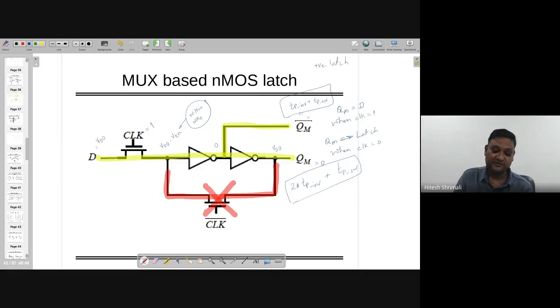If it is deep submicron technology where the supply voltage is less than 1 volt, this technique might create some problem. In that case, you can use a transmission gate here as well. The solution might be that one, right? But if you are looking at the pure pass transistor based solution, then this is going to happen. Now let's look at another condition, when clock equal to 0. What is going to happen?